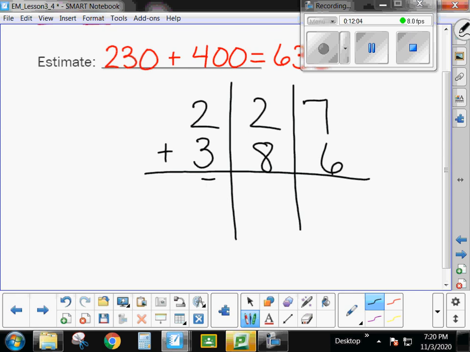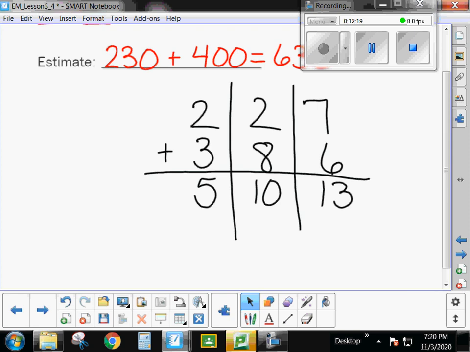So 2 plus 3 is 5 in that column. 2 plus 8 is 10 for that column. And 7 plus 6 is 13 for that column. All right, now I'm not done until I do all of my trading. Now, for this, I do like to start with the ones. And that's really what you're going to start with when you get started in that traditional way of doing math, okay? All right, so let's look at our 13.